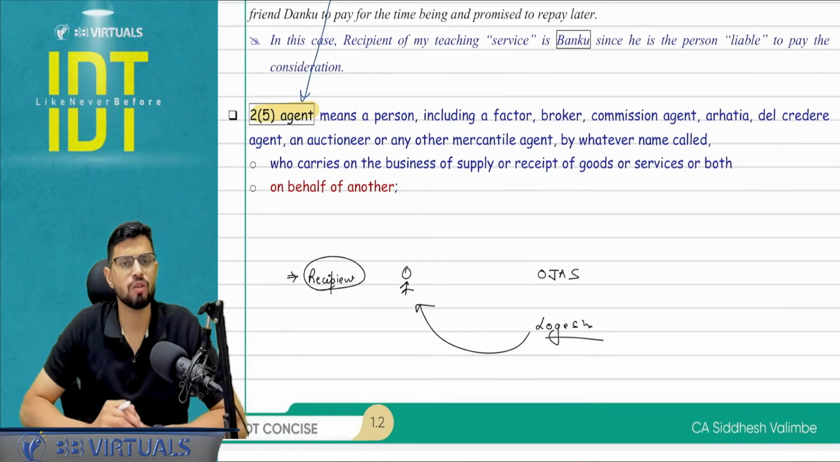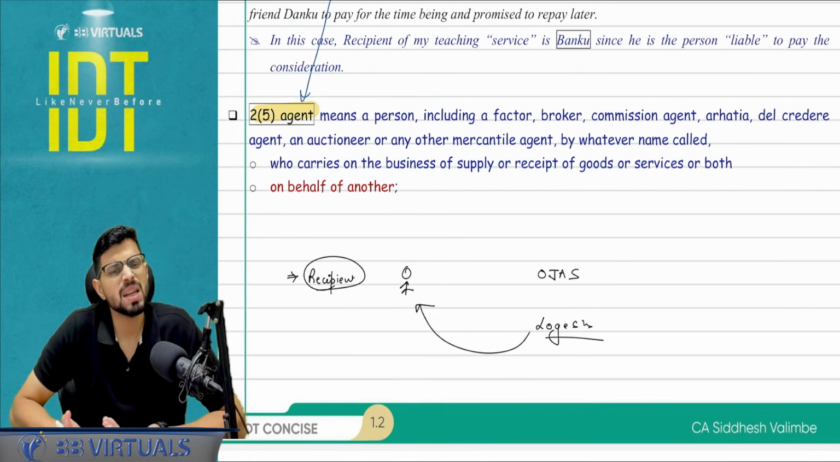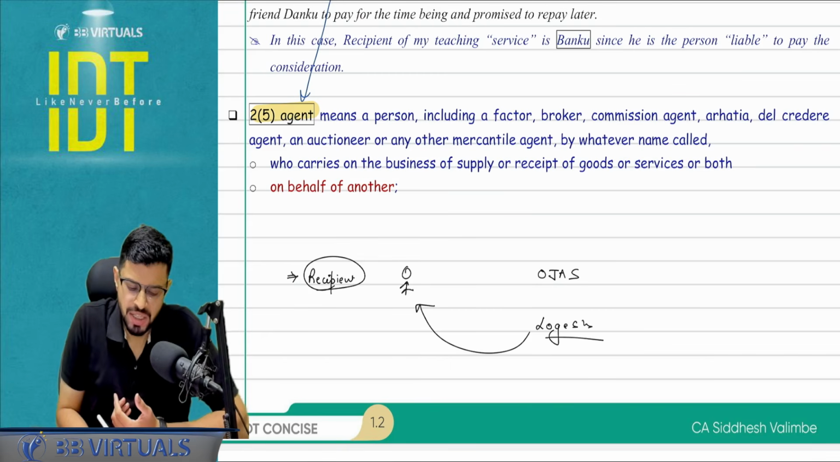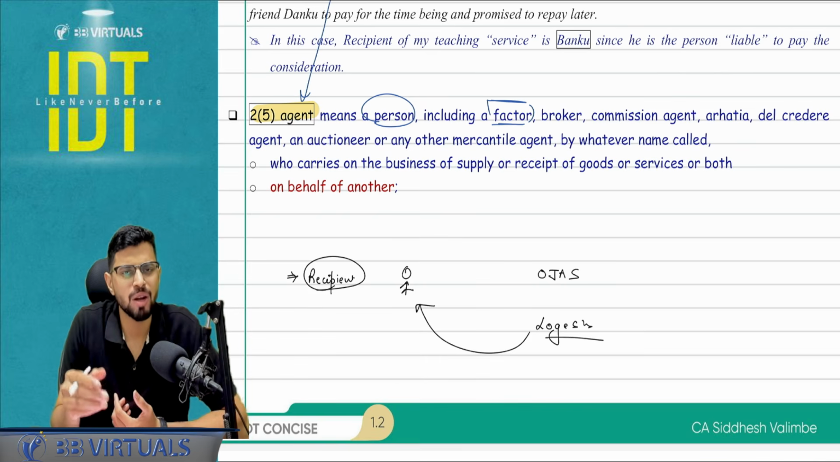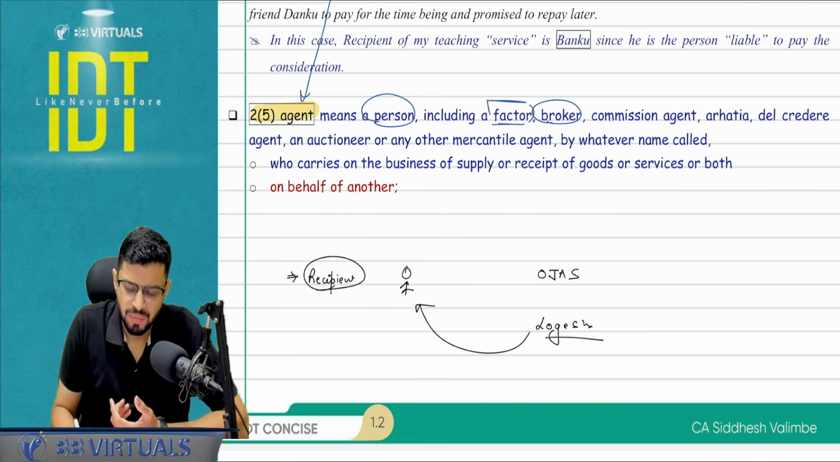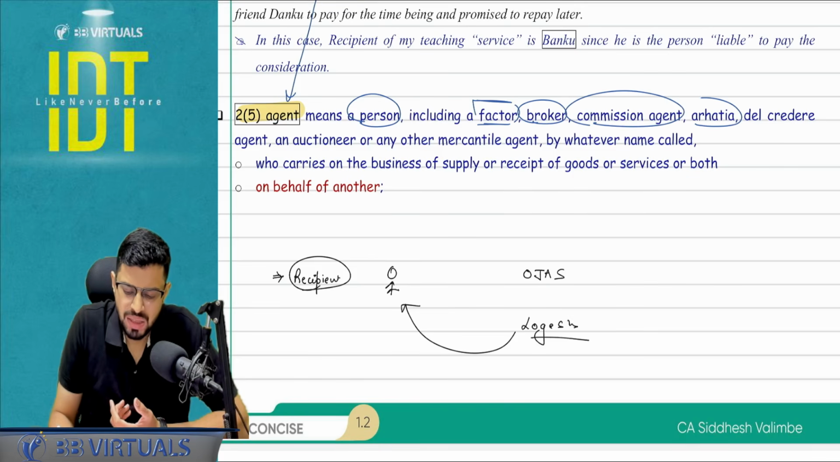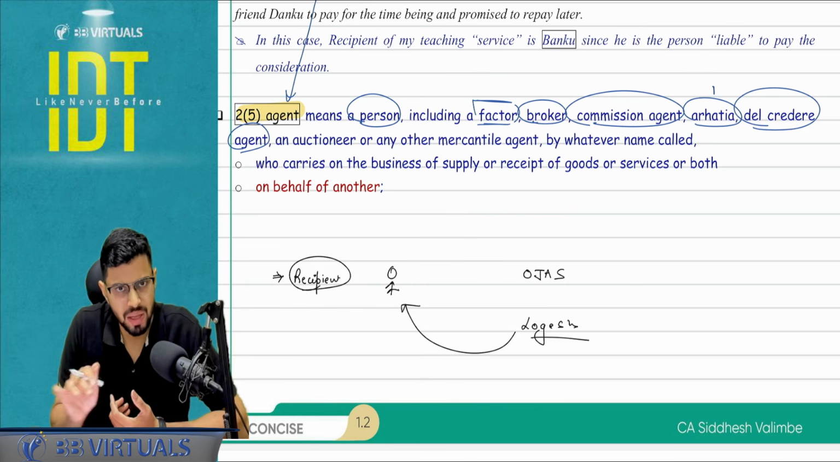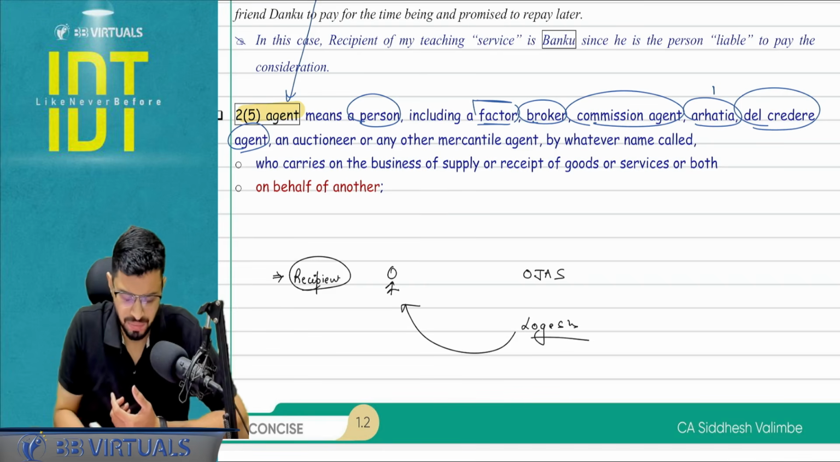Let's see the meaning of agent. Sir, simple meaning, an agent is a representative. He is a representative of the principal. So agent means a person including a factor, a kind of middleman, broker, commission agent, Artiya. Artiya is a Hindi name for an agent. Del Credere agent, I will be covering this topic mostly tomorrow.